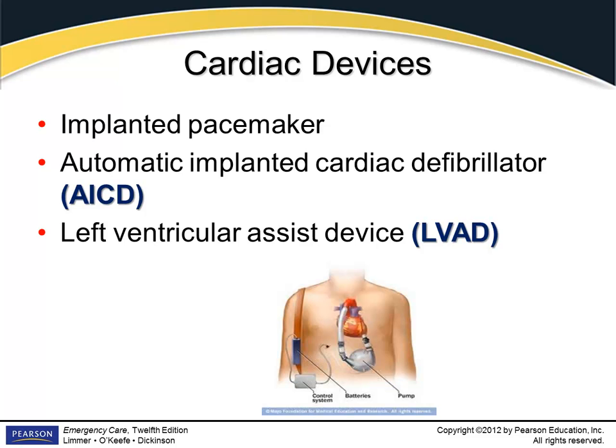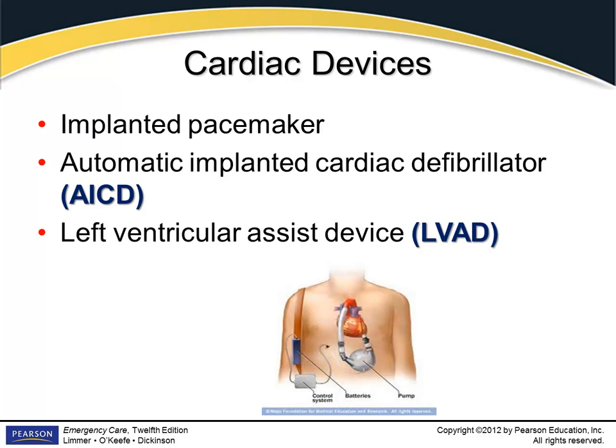Cardiac devices. A lot of your patients are going to have some type of implanted defibrillator or a pacemaker. And over the last few years, they have created so many different types of devices. There's no way that you're really going to be familiar with everything out there. So don't be afraid to ask your patient what they have.